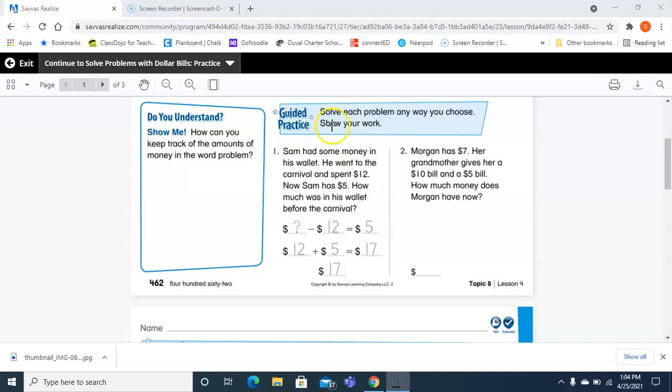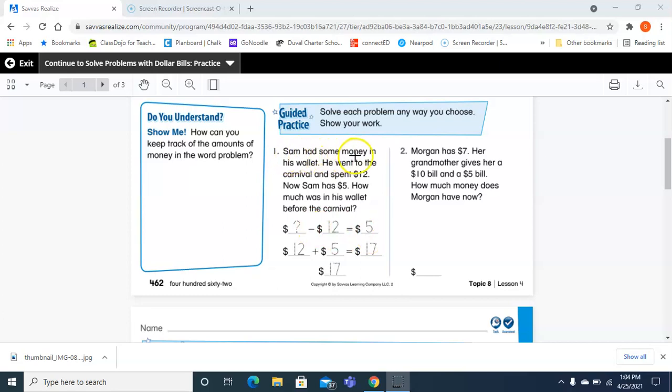So it says at the top of our guided practice, solve each problem any way you choose, show your work. So you can see in guided practice number 1, they've kind of shown us how they would do it. That doesn't mean it's exactly how you would do it, but to find the answer, they're giving you an example of how they would do it. So let's go ahead and walk through it the way they did it.